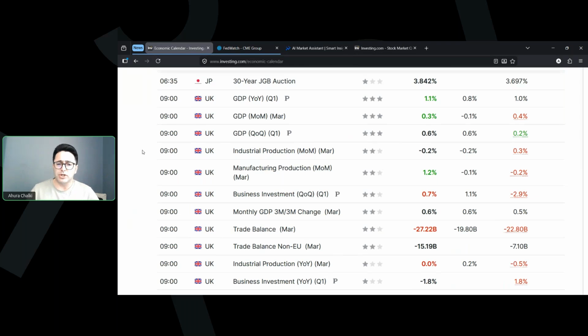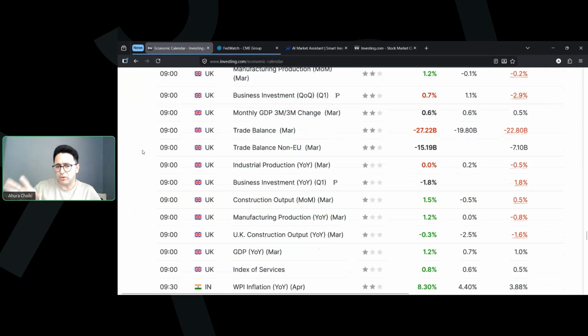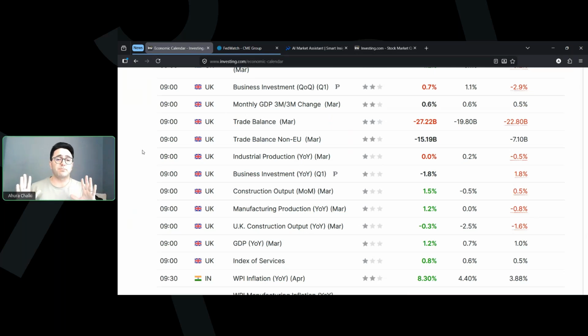Even though industrial production on a monthly basis fell by 0.2%, annually it was not positive, but not negative either. It was flat, while manufacturing production on a monthly and annual basis increased by 1.2%. Generally, the UK numbers were positive, but not good. It was better than expected, but at the same time, compared with its own situation, the UK economy is still weak. It's not good.